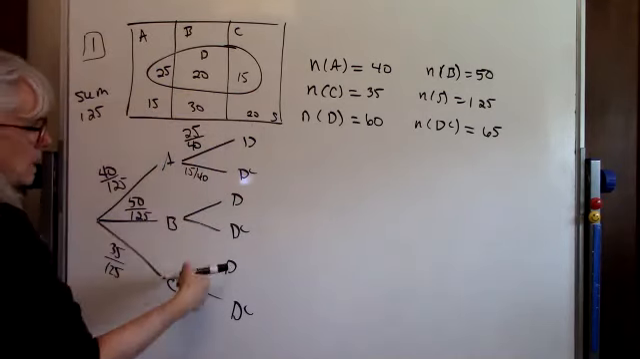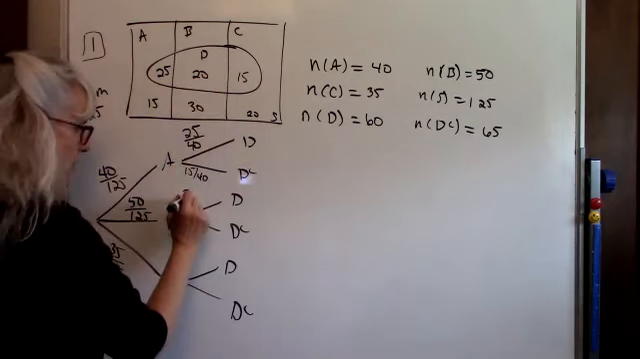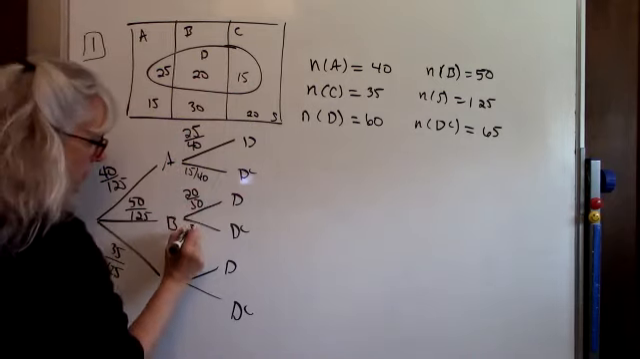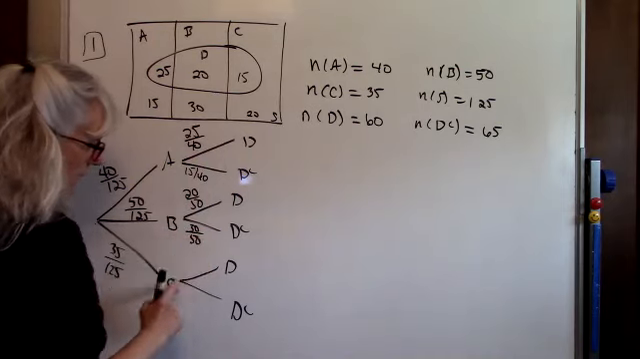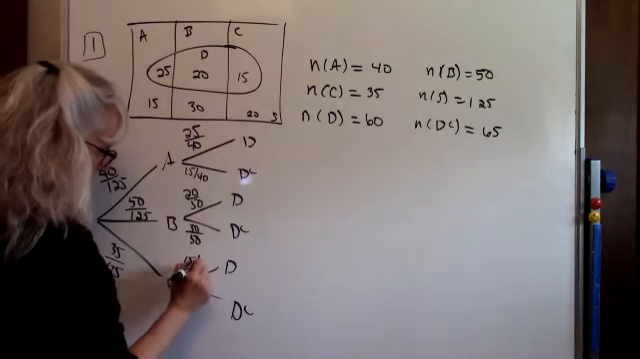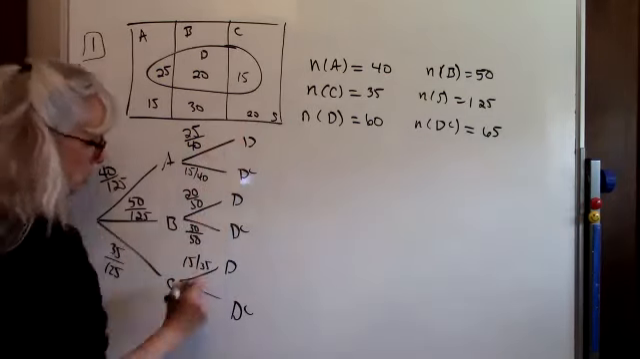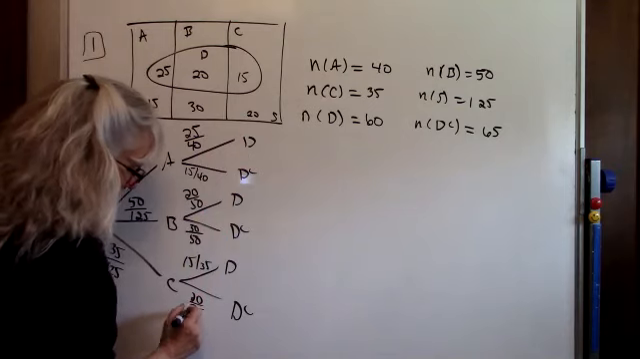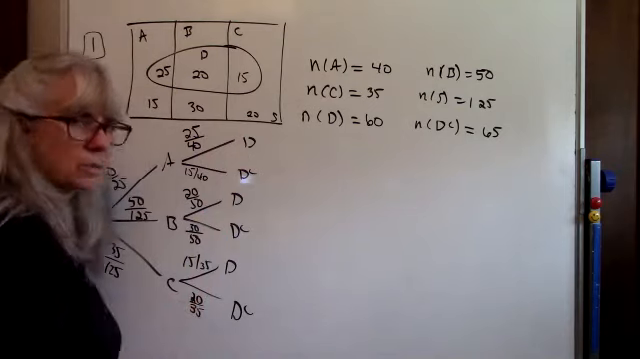Do the same thing for B and C. So B has 20 out of 50 that are inside of D. D complement is 30 out of 50. Inside of C, we've got 15 out of 35. And the complement is 20 out of 35. So there is the tree that matches the Venn diagram. That's a first for us. We haven't done that before.